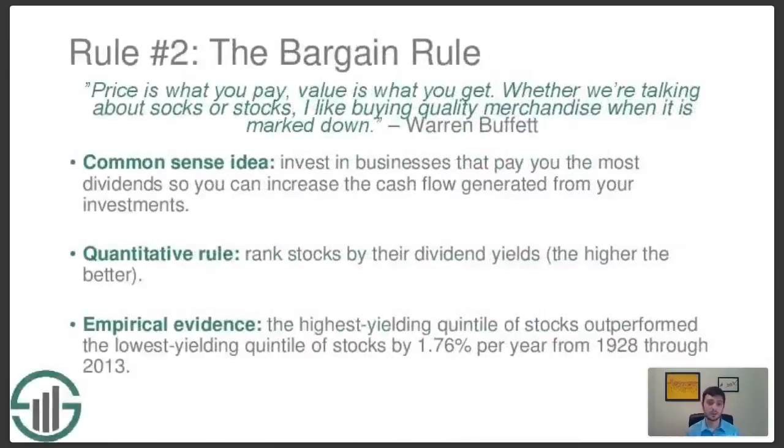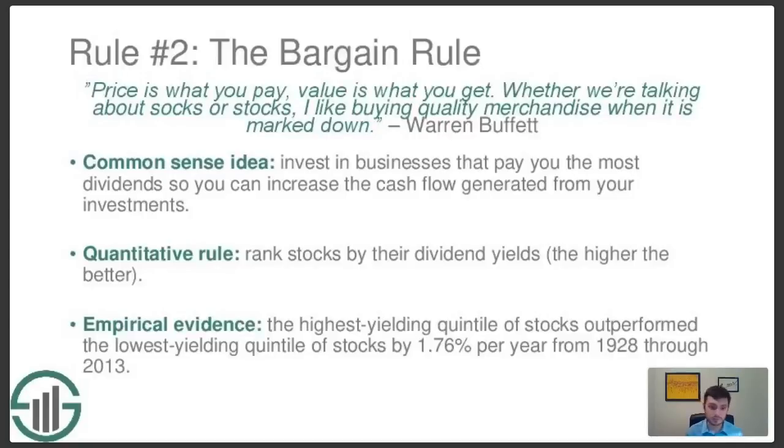The second rule is the bargain rule, and the quote below is, price is what you pay, value is what you get. Whether we're talking about socks or stocks, I like buying quality merchandise when it is marked down. I think that's a really good quote, and it ties how you live the rest of your life with how you should be investing. No one goes out to buy socks and says, oh, well, one pair of socks is $2 and the other is $30. I'll buy the $30 one, even though they're the same, because I like paying more. But when it comes to stocks, people will say, oh, look, the stock price here doubled, I should get in now. You want to invest in things that are a good value, not because they're expensive.